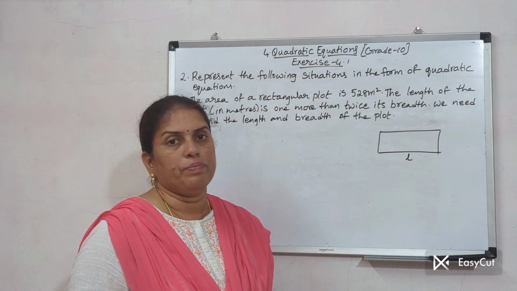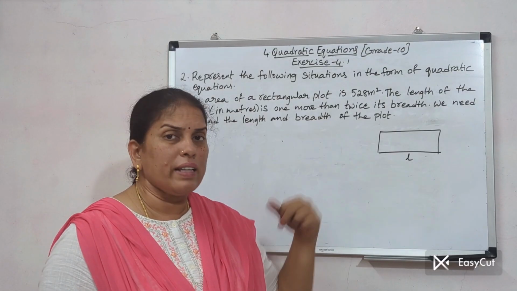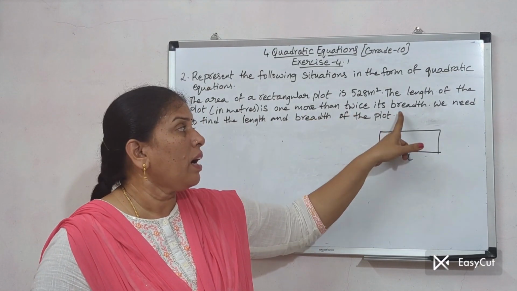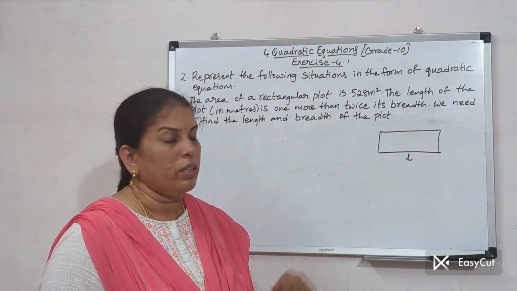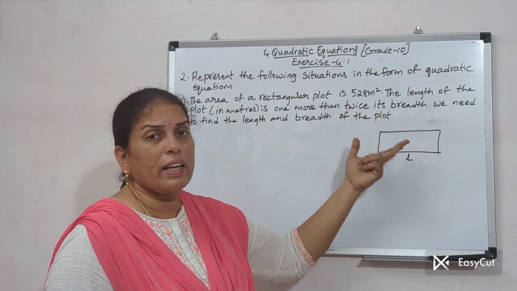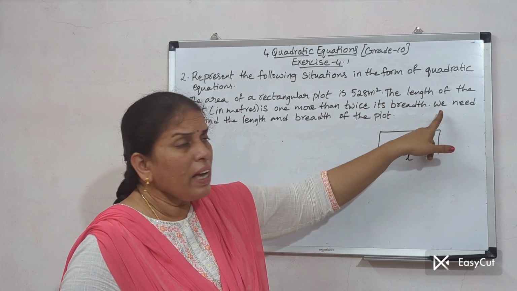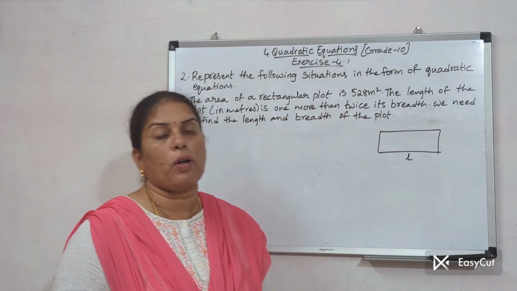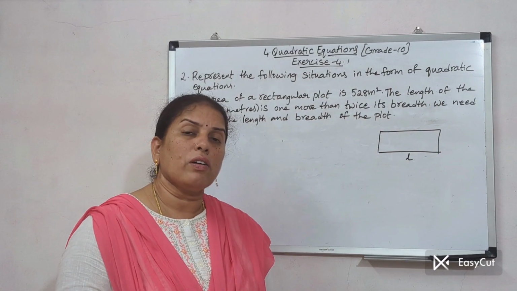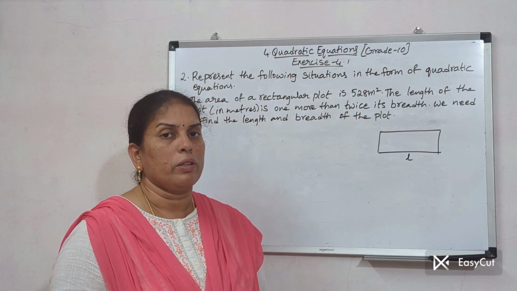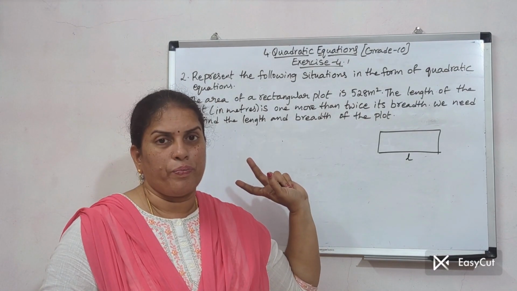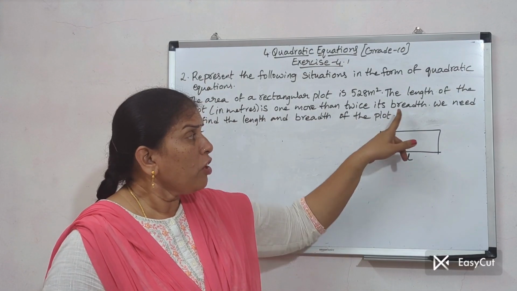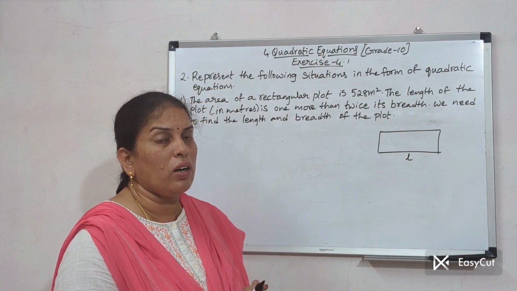Twice its breadth. They have not given the length directly. The question is based on the breadth. All of you understood? Breadth, how much did they give? Did they give the breadth? No. What did they ask us to find? We need to find the length and breadth of the plot. They asked you to find out the length and breadth of the plot. They didn't give the breadth also. If we know the breadth, we can find out the length easily. If we know the breadth, how can we find out the length?